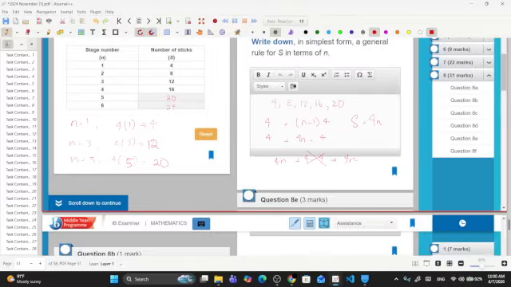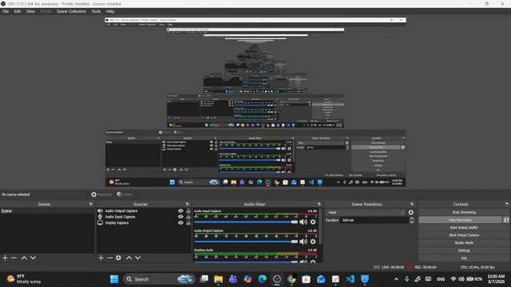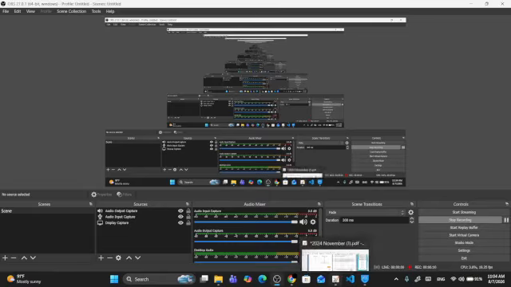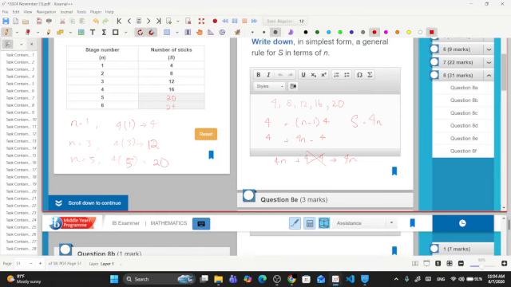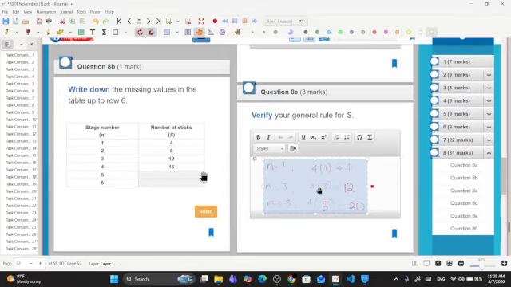Write this down so that we can move forward. So give me a second, please. So we were successful in making sure that our values are correct. So here we have verified our general rule. What do we have then?